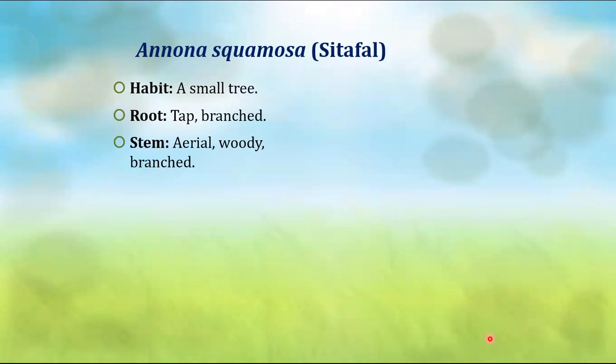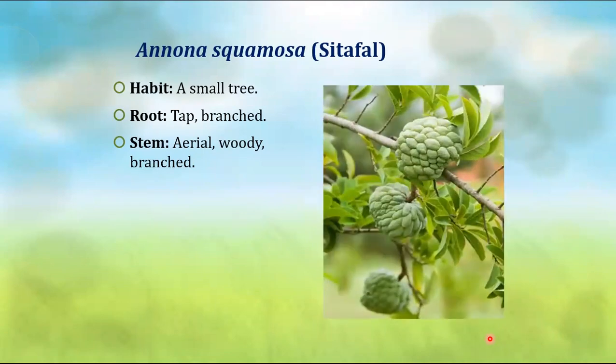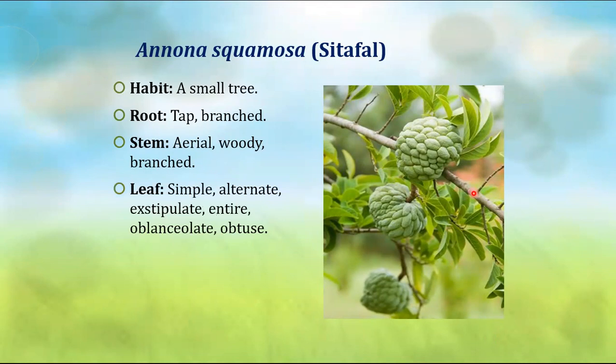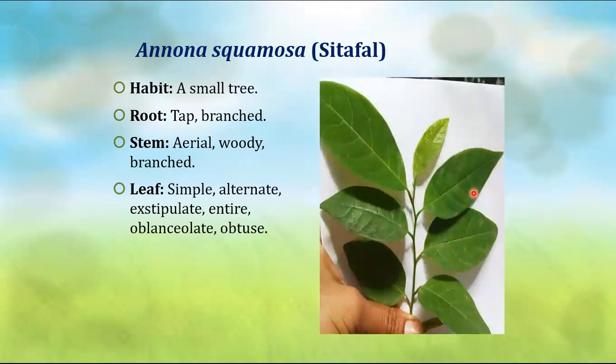Now we study the characters. The habit is a small tree. Because it is a tree, it has a taproot system. The stem is branched, aerial and woody. The leaf is simple, arranged alternately, completely exstipulate, with an entire margin. In the Ashoka tree there is a wavy margin, but here it is the entire margin.